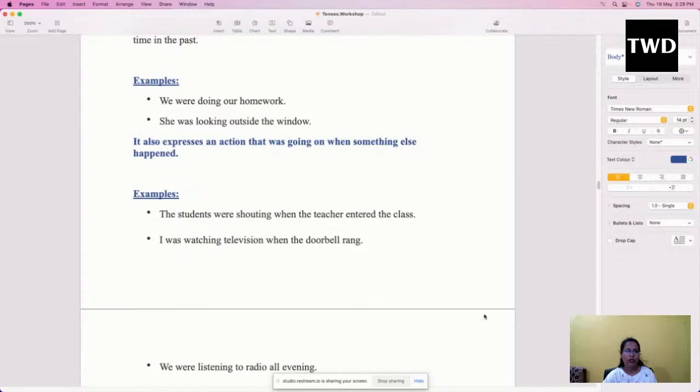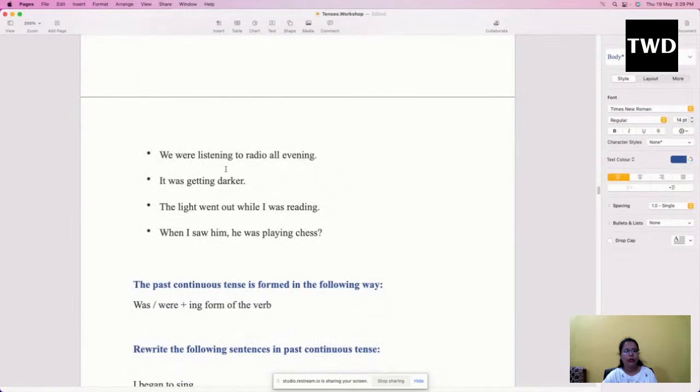The students were shouting when the teacher entered the class. I was watching television when the doorbell rang. We were listening to radio all evening. Okay. It was getting darker.